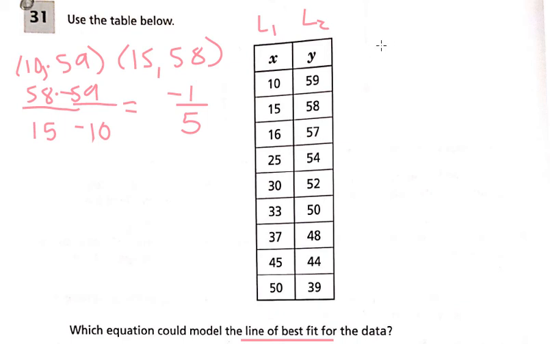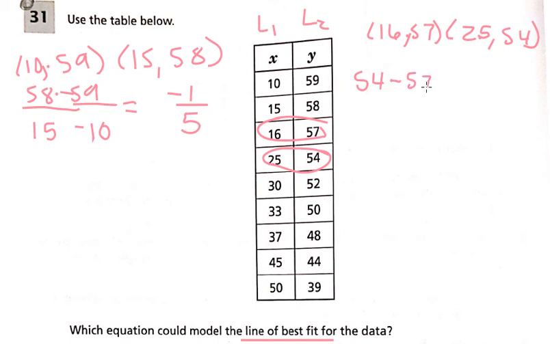Let's take some more, maybe from the middle of the table. And remember, these are approximations, so this is what makes the use of the calculator here really nice. So I'm going to pull maybe this one and this one. So let's do 16, 57 and 25, 54. So that's going to be 54 minus 57 over 25 minus 16. So 54 minus 57 is going to give us a negative 3, and 25 minus 16 is going to give us a positive 9, so we're looking at negative 1/3.